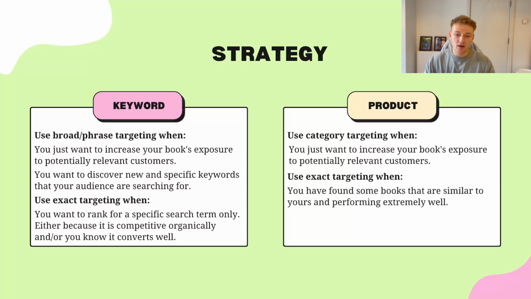I'll then use exact targeting when you have found some books that are similar to yours and performing extremely well. So if you're publishing in a new niche and there are some books that are doing really well in that niche, you can literally target those books in an advertising campaign with your similar book that you know is hopefully a better quality, maybe a better price, and also going to be appealing to anyone who's already looking at those really good performing books. You can steal some of their traffic and sell products that way through exact targeting with your product manual ad.